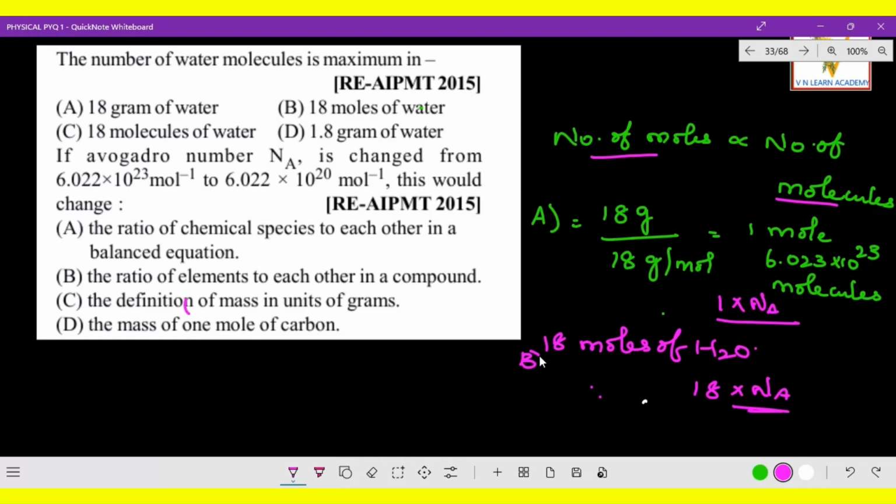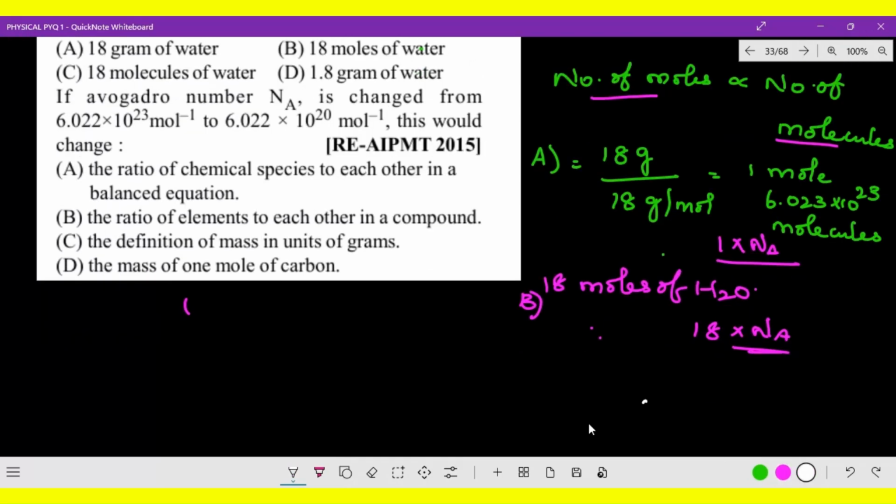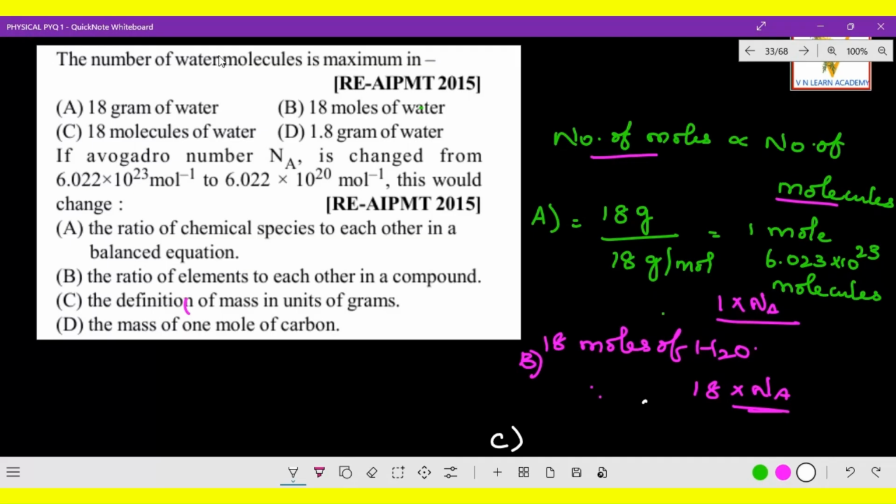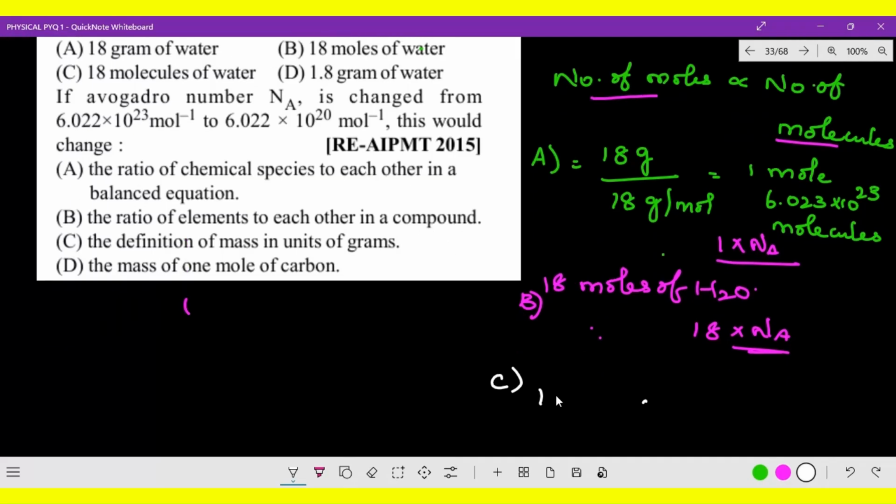Right. Now, option C. What is option C? Here they have given 18 molecules of water. In the question they are asking which number of water molecules is maximum. So here it is 18 molecules. Here we do not need to mention Avogadro number, because they have directly given 18 molecules.